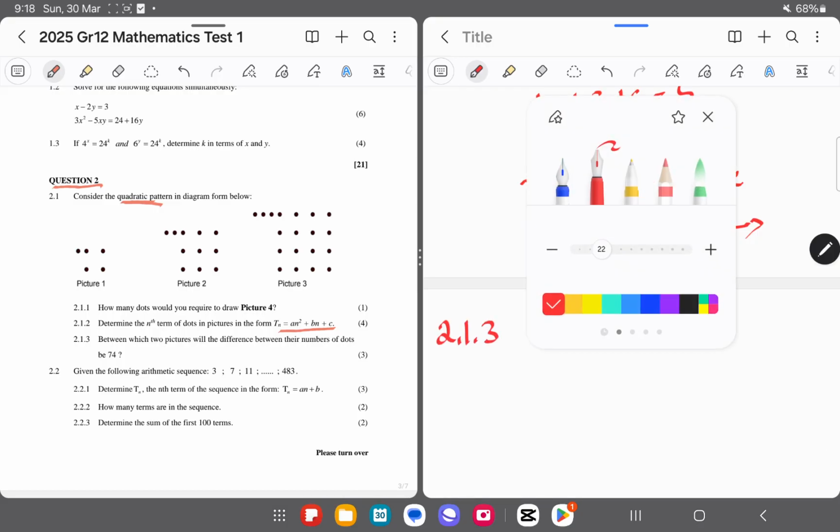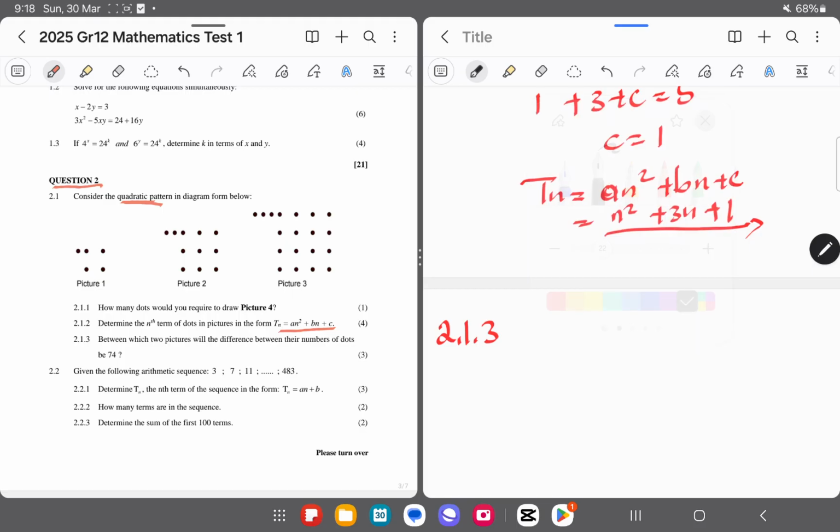Now, 2.13, it says, between which two pictures will the difference between the numbers of dots be 74? Between which two pictures will the difference between the numbers of dots be 74?